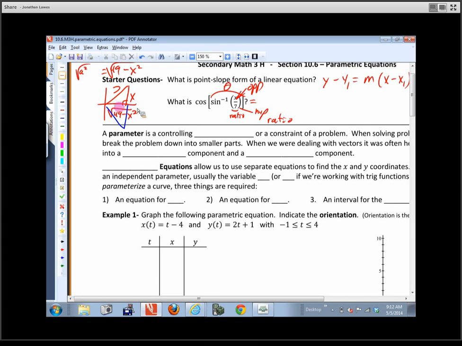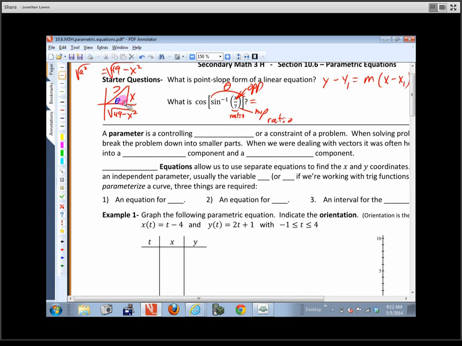Would it have changed the sign of the adjacent side? Nope, not at all, okay? So this would still be right. So this picture right here represents the situation on the inside of these square brackets. The sine inverse of x over 7 is represented by this triangle right here. And that right there would be our central angle, or our angle in standard position.